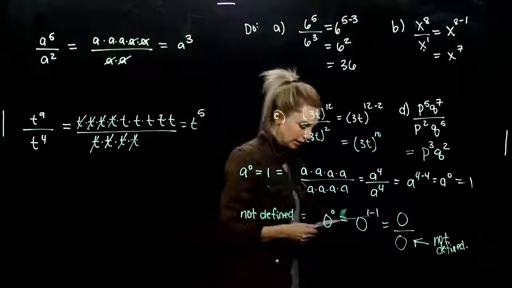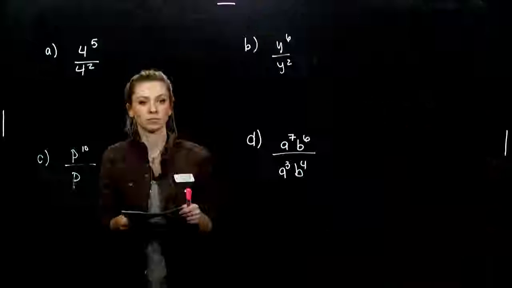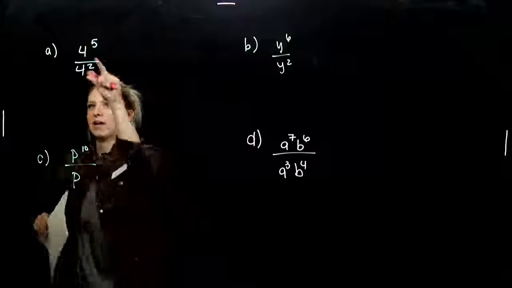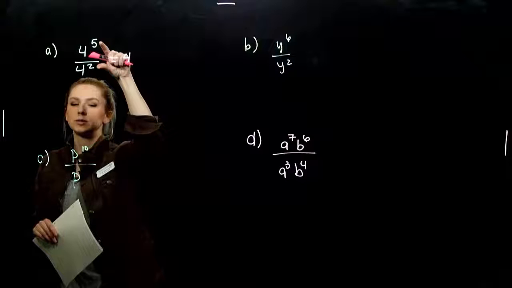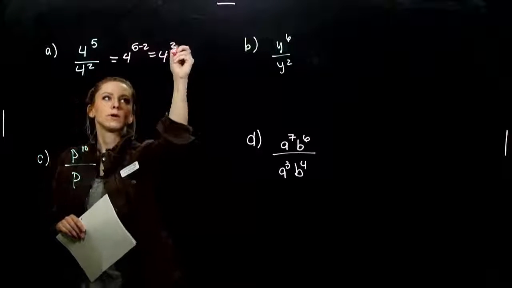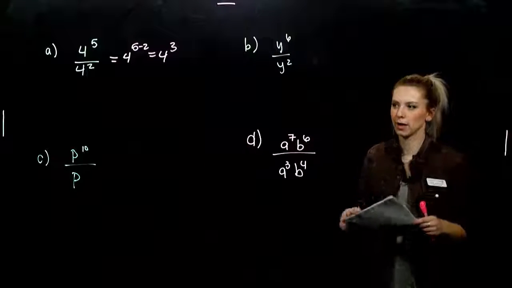So go ahead and take those next two examples, divide and simplify them. So there were really 4, my bad, but hopefully you did them all. What are we looking at for A? Same base, doing division. So what do we do with the exponents? Subtract them. 5 minus 2, so I've got 4 to the third. And we could evaluate, simplify it down. We'll worry about that later.